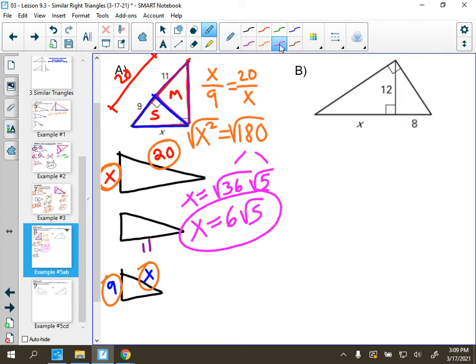It did ask, I don't want to forget, for a round, I think it said to the nearest 10th. So I literally just have to go 6 times the square root of 5. It's just getting some practice using the calculator and the square root function. About 13.4 is where we end up there.